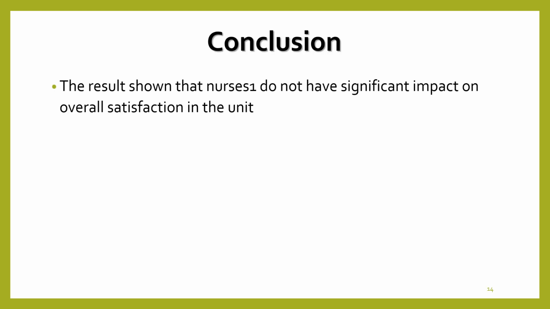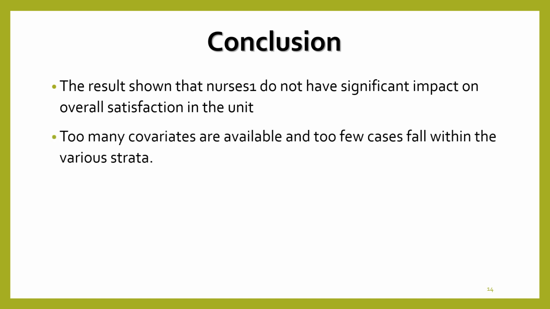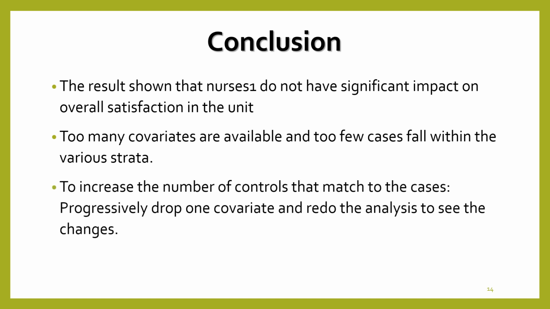So, conclusions. The results show that nurse 1 does not have a significant impact on overall satisfaction in the unit. The reason behind this is that we used almost all available covariates, but sometimes too many covariates are available and too few cases fall within the various strata. So there are ways to increase the number of controls that match to the cases, which is to progressively drop one covariate and then redo the analysis to see the changes.